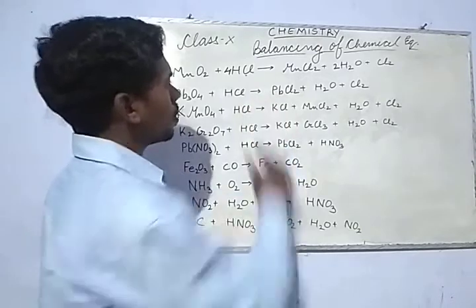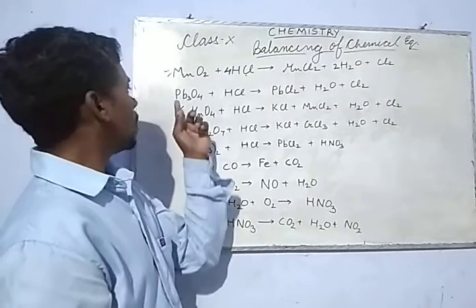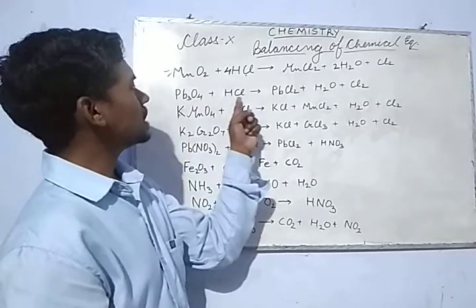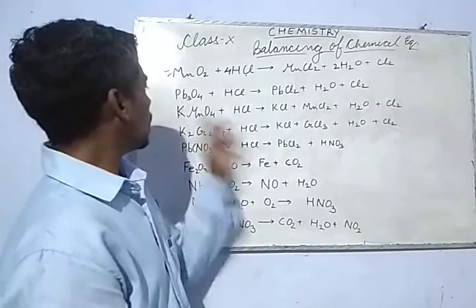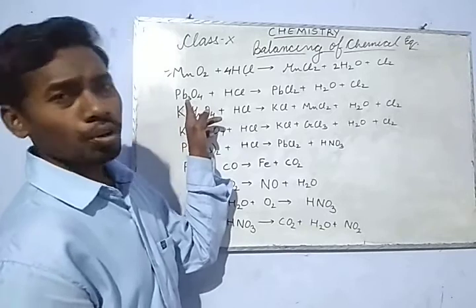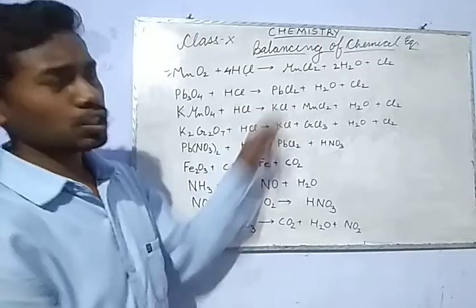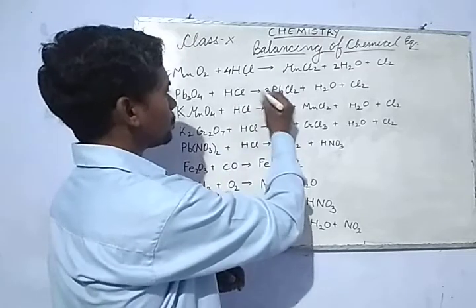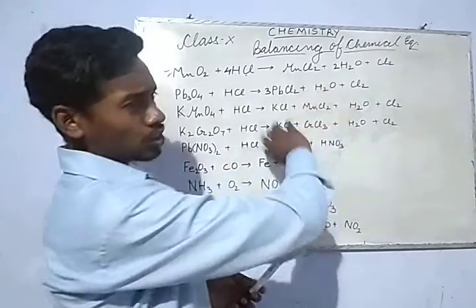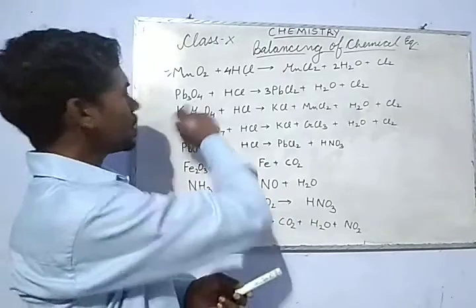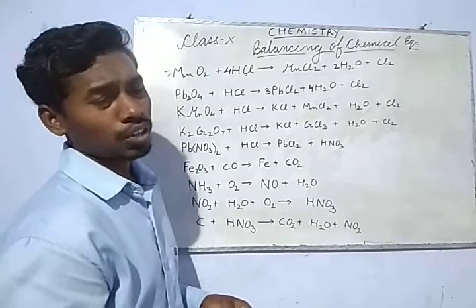Now we go for this second one. Pb3O4 plus HCl gives PbCl2 plus H2O plus Cl2. You see the electropositive element present here is Pb, and Pb is 3 in number, so we need to balance it. So we apply 3 here. After doing this, I told you we need to go for oxygen. How many oxygen is here? 1. How many are here? 4. So we need to make it equal. So it is 4 there.